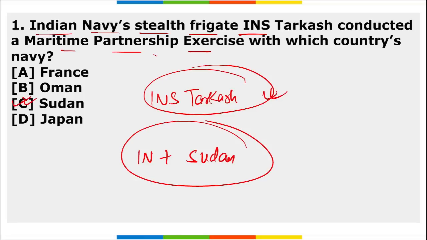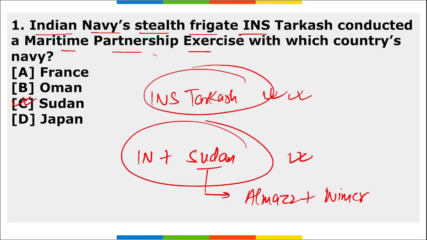Indian Navy's stealth frigate Indian naval ship Tarkash visited and conducted a maritime partnership exercise with the Sudan Navy. Alright, highly important. And what was the name of the Sudan Navy ship that took part in this? It was Almas and Nimir that took part in this exercise along with INS Tarkash.